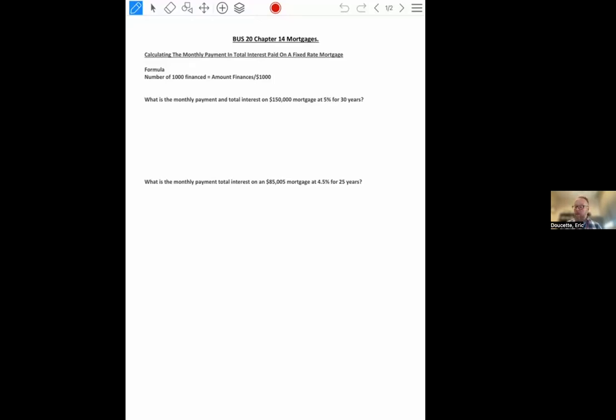So what we're going to do is the first section, I believe, is 14.1, and it's really just figuring out your payment and interest on a mortgage loan, and it's all done again by tables. So it's the formula that you want to use, the tables is right here. In order to use the tables, you must first do this process. So number of thousands financed equals amount financed divided by 1,000. So keep that in mind.